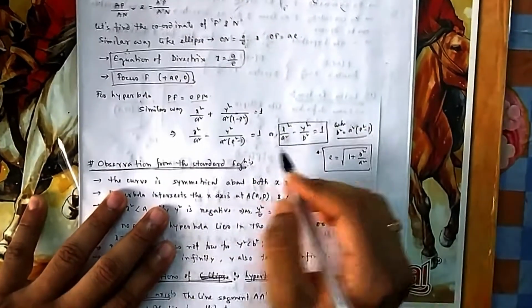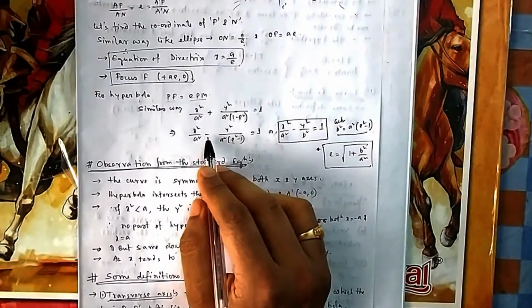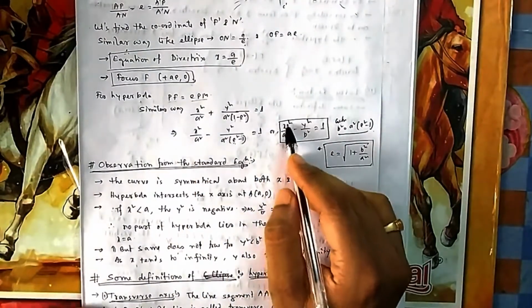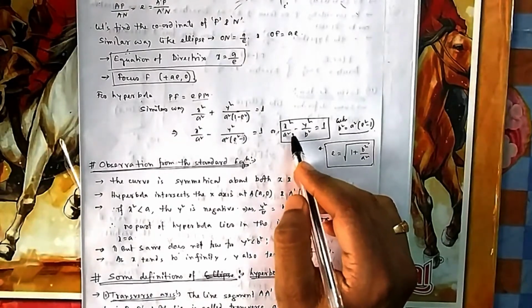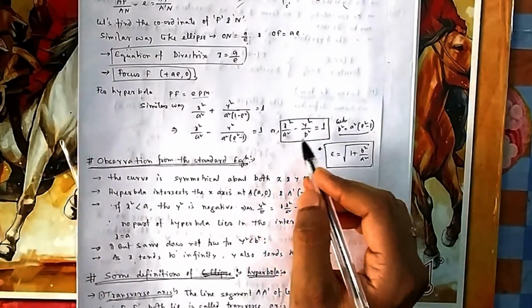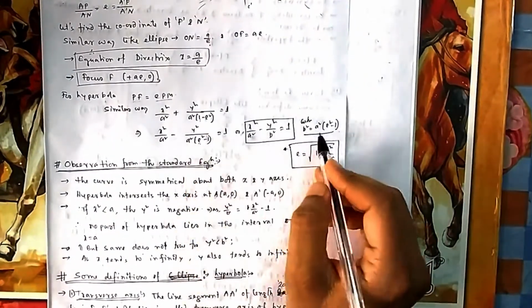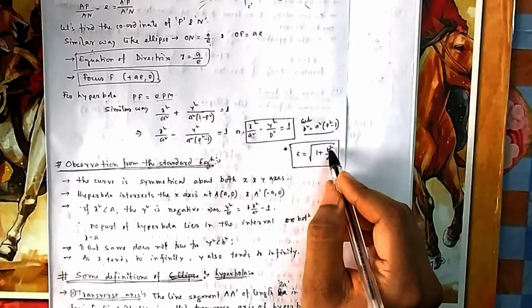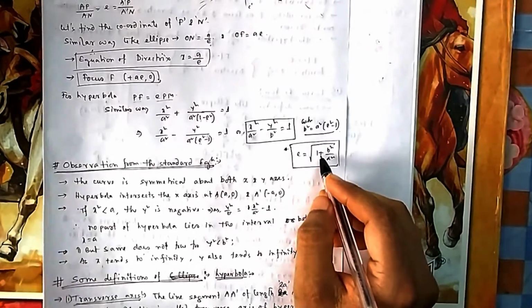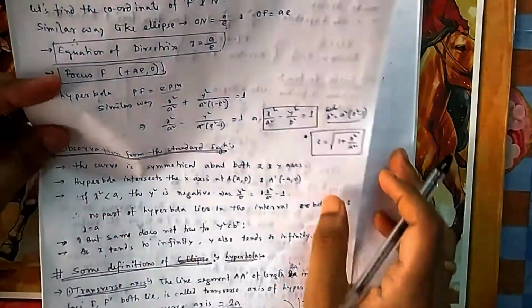So here it will be not 1 minus e square, it is e square minus 1, because e is now greater than 1, so the actual figure will look like this. So the actual equation will look like this: x square by a square minus y square by b square; in the ellipse it was plus. That's the difference, everything else is the same. Here your b square is equal to a square into e square minus 1, and e is equal to the square root of 1 plus b square by a square. In the earlier one, the ellipse, it was 1 minus b square by a square, that's it.